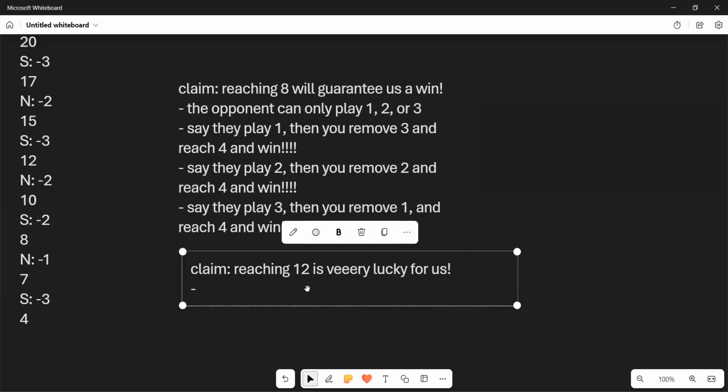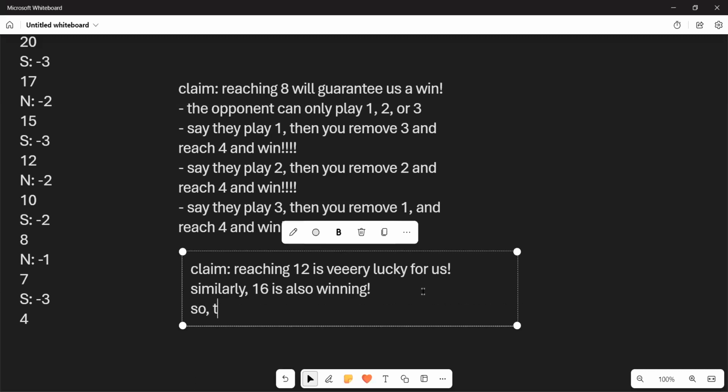So similarly, after 12, we can extend. Similarly, 16 is also winning. Which means if we reach 16, we win. So that means whoever starts first is on the losing side, because if they start from 20, the second player can reach 16.